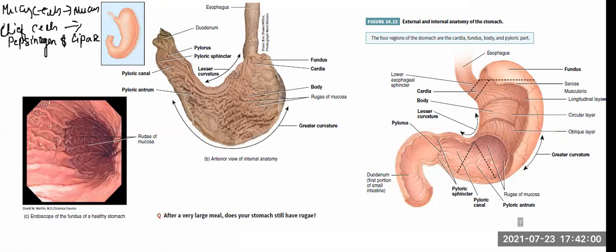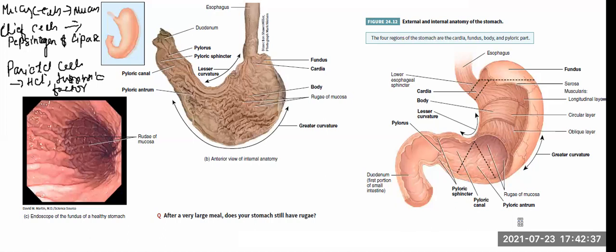And then your parietal cells. Parietal cells will secrete hydrochloric acid and an intrinsic factor. Hydrochloric acid, we know, helps in killing bacteria or pathogens that are present in food, and your intrinsic factor helps in absorbing vitamin B12. It is needed for the absorption of vitamin B12, right?